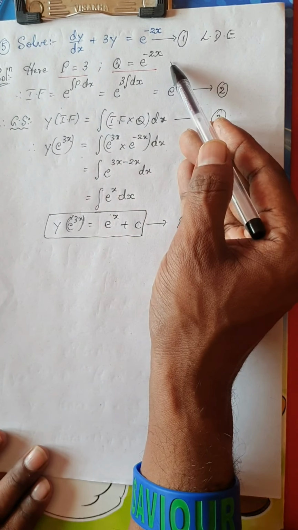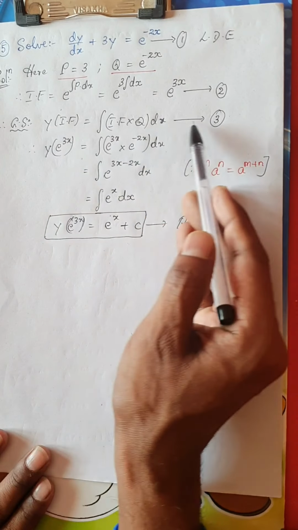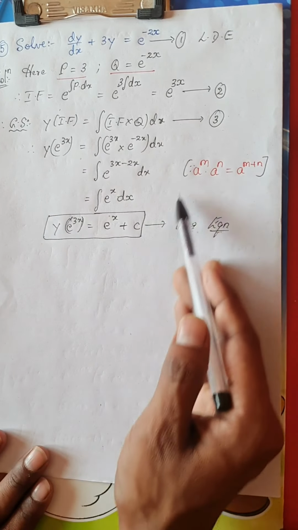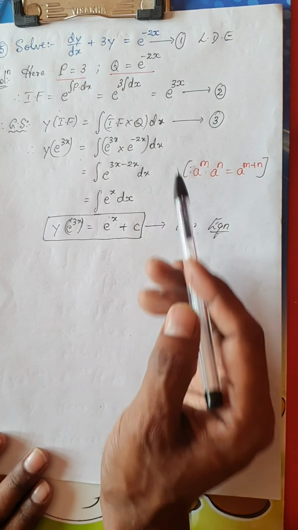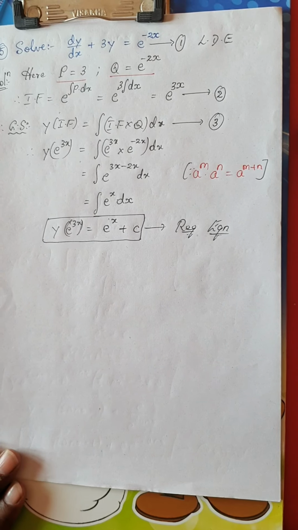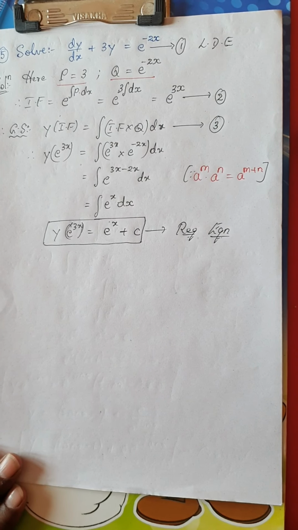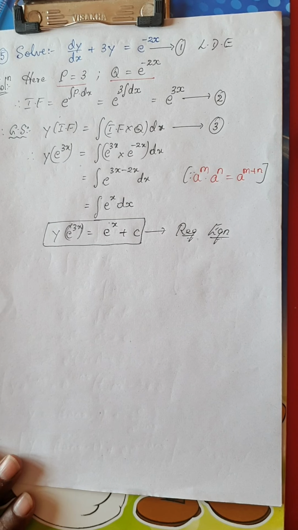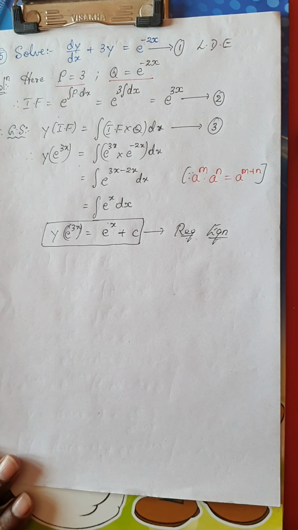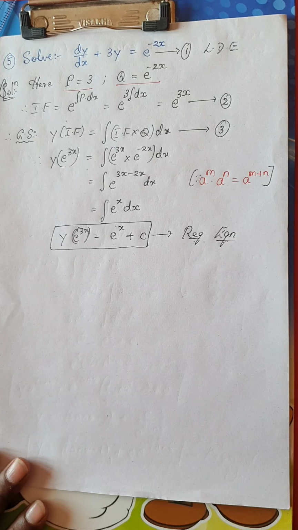Writing p and q will give you 1 mark, and the integrating factor will give you 1 mark. Writing the formula will give you 1 mark, and the solution part will give you 2 marks. So finally the overall solution will give you 3 marks. Is it clear? We'll conclude the question session with one last question, which is the probable question for this year. Let us take one more question and conclude the session.